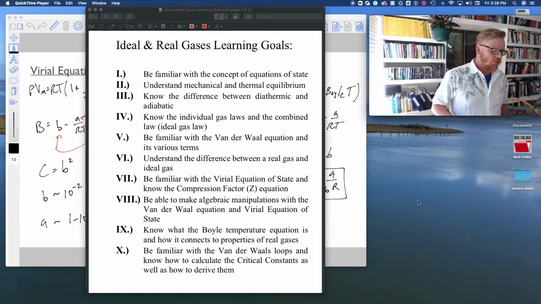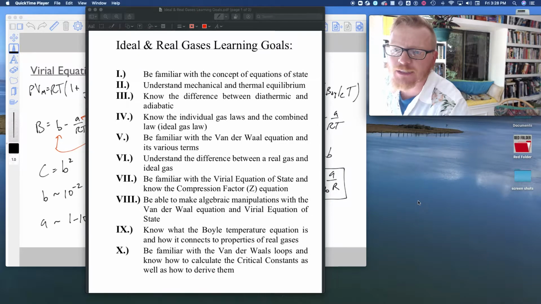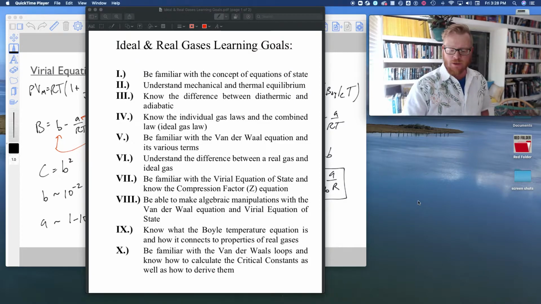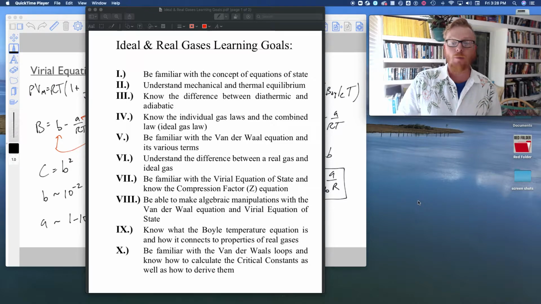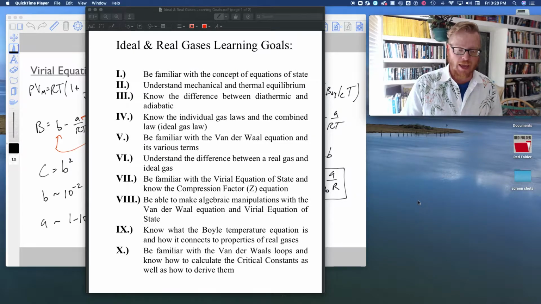All right, hey folks, we're going to get into this very last lecture of this week. So before I do that, though, I want to review the learning goals of ideal and real gases.